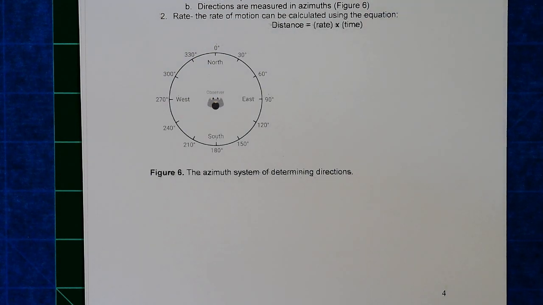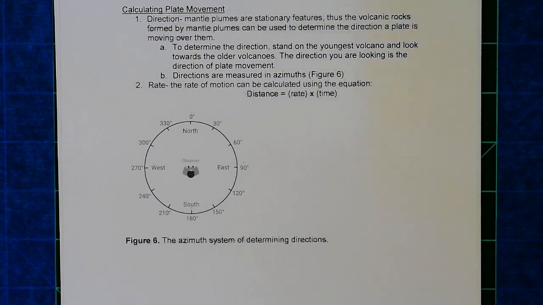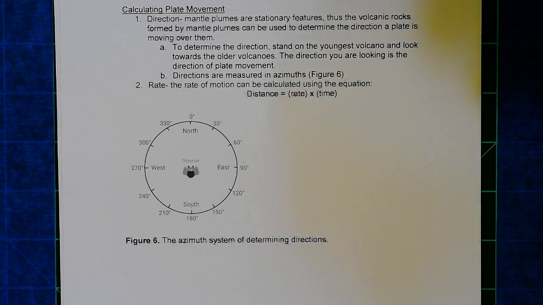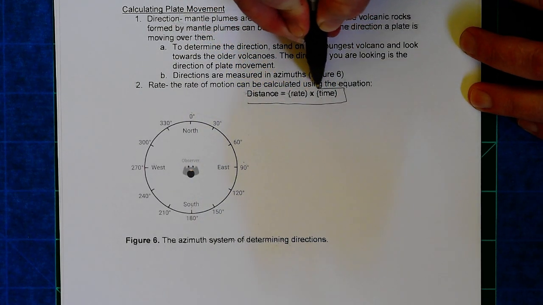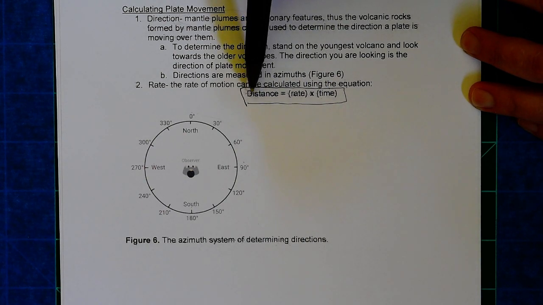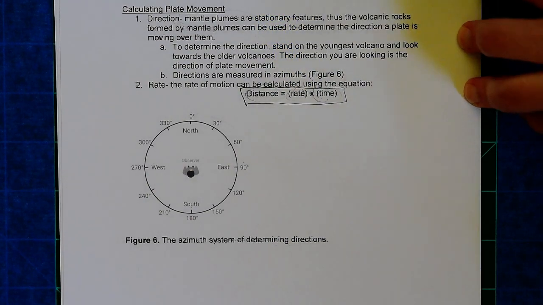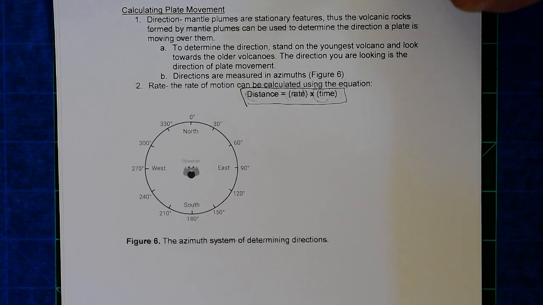So when you're telling me what direction the plate is moving in, don't just tell me it's moving east or it's moving northwest or something like that. Estimate for me what azimuth that plate is moving in. Now, when it comes to calculating the rate of plate motion, you use a very simple equation, and that is distance equals rate times time. So if you have a distance and you have a time, you can calculate that rate. And I will show you this using an example.